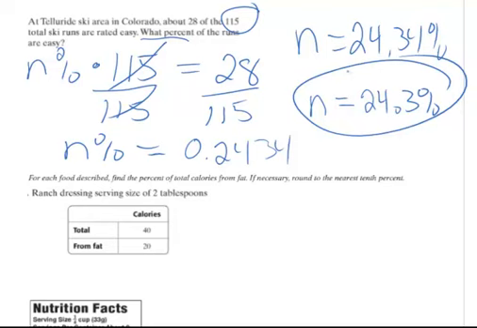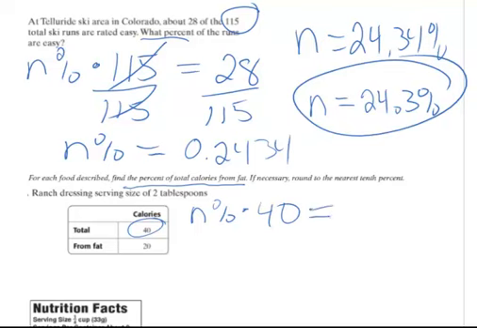All right. The next problem here says, for each food described, find the percent of total calories from fat. If necessary, round to the nearest tenth percent. Okay, so we're trying to find the percent. So that's telling me what percent, and percent of means to multiply total calories.